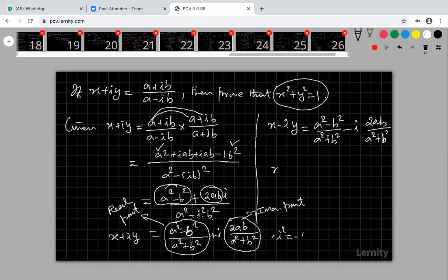What about my x square plus y square? My x square plus y square is nothing but my (x plus iy) into (x minus iy). You multiply these two, x plus iy into x minus iy. What is the answer?